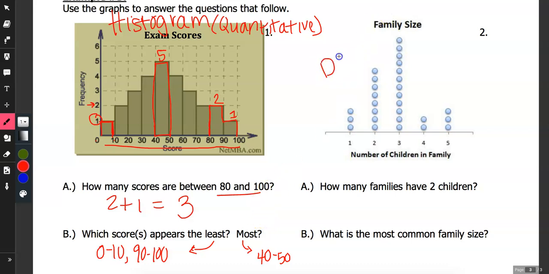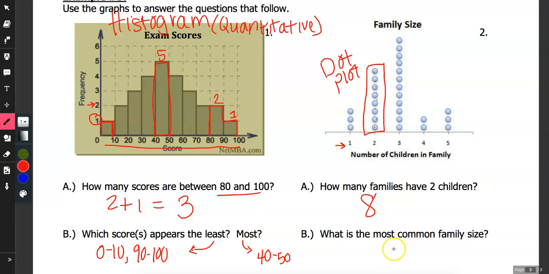This next one is a dot plot. So each dot represents somebody that answered with the number on the bottom. So it's about number of children in the family. So when I look at this, this means that 3 families have only 1 child. Okay? So how many families have 2 children? So that's this one. So I'm going to count the dots. 1, 2, 3, 4, 5, 6, 7, 8 families have only 2 children.